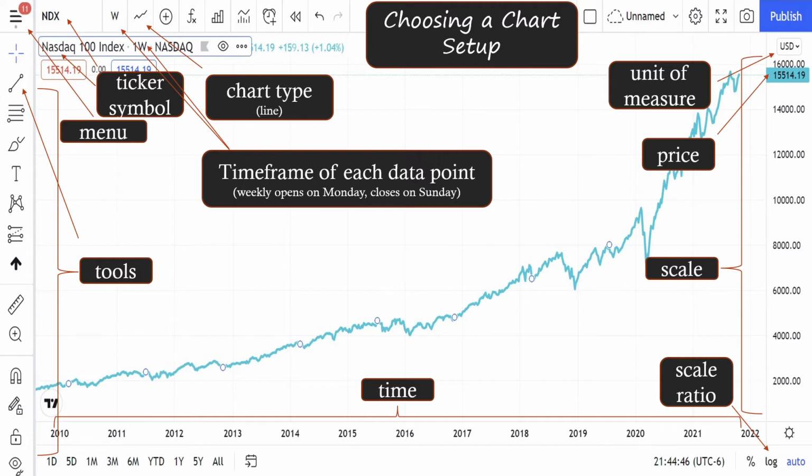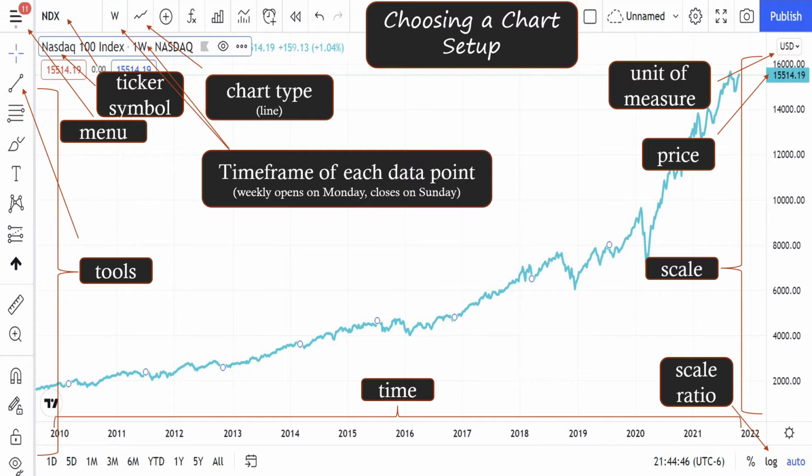If we go into the upper left-hand corner, you see the ticker symbol, the menu, and the chart type that we're on, which is currently a line chart. This is the most basic charting format. It's just to see what price has done. The time frame is where each unit of data point is from. So at the close of each unit is where they mark the line. This is on the weekly, meaning on Sunday it closed, and so it'll reopen on Monday. That's the standard. In the stock market, it's obviously opening on a Monday and closing on a Friday.